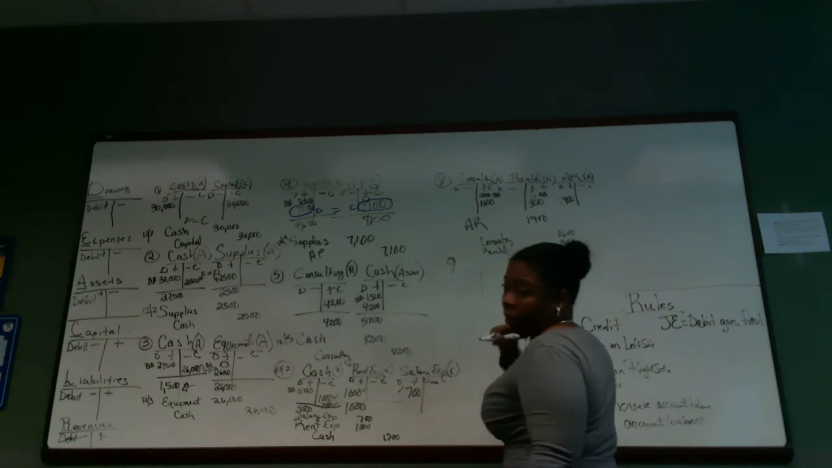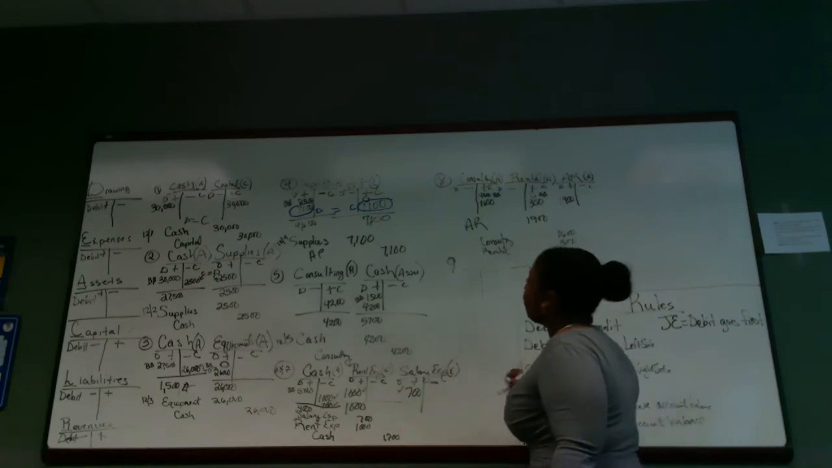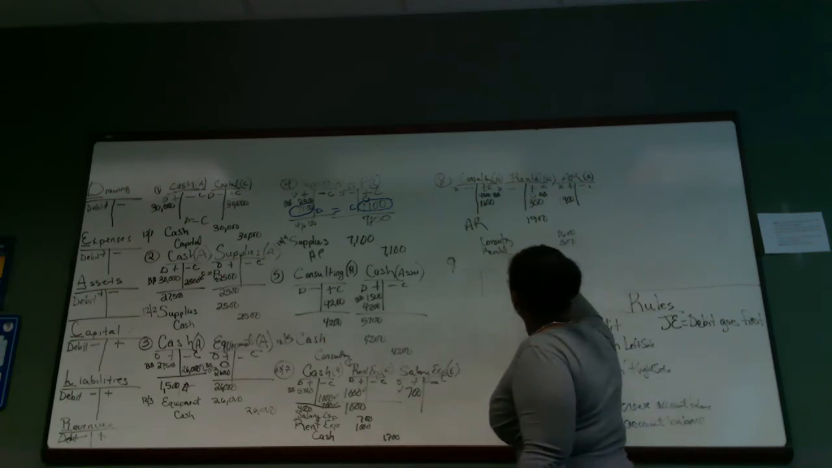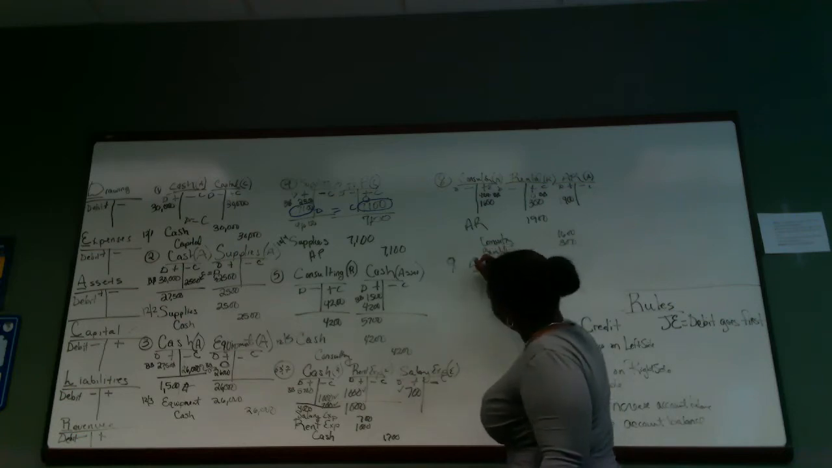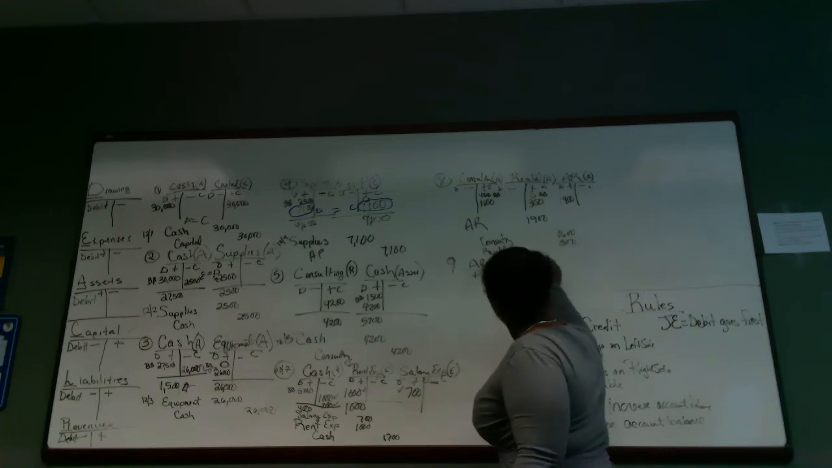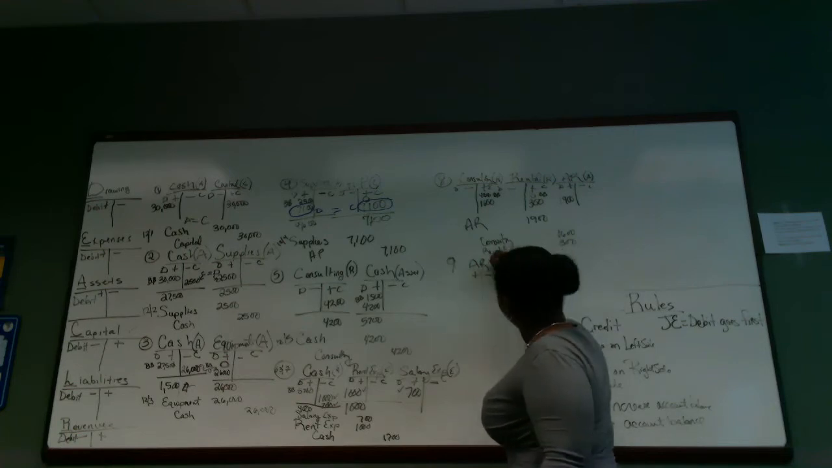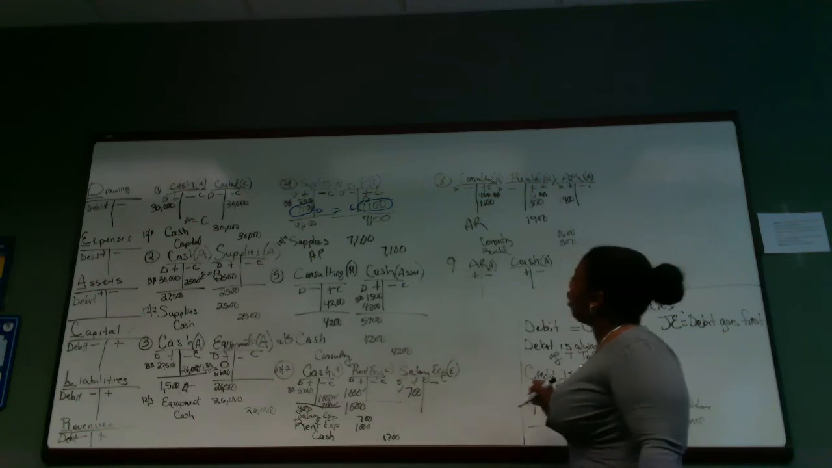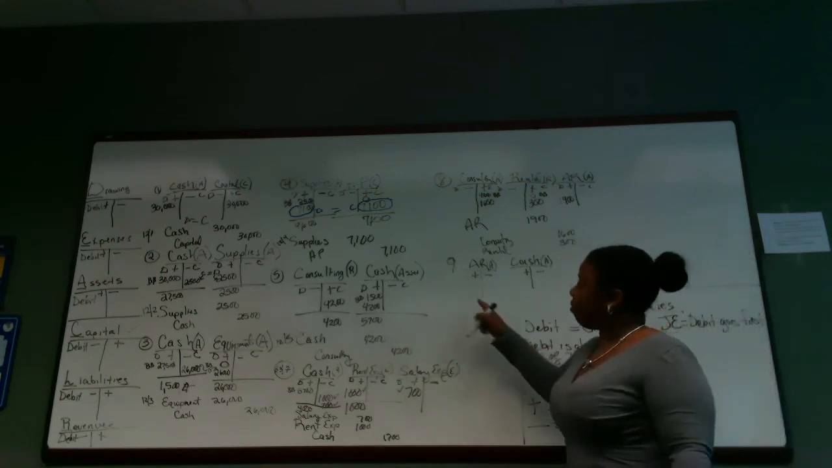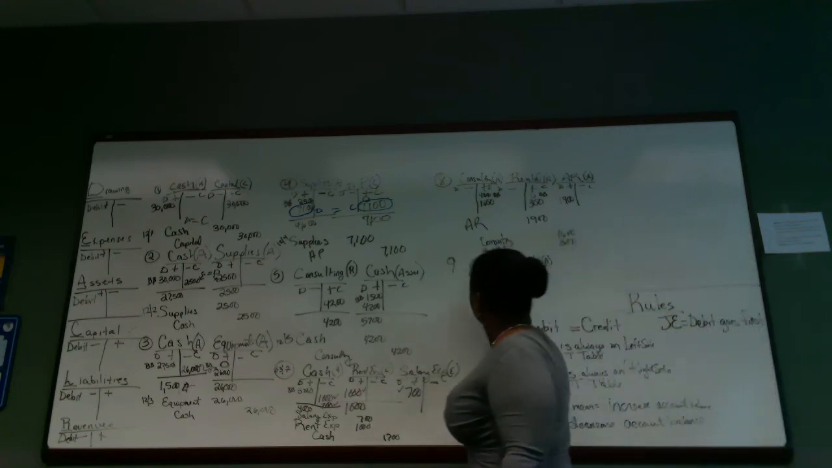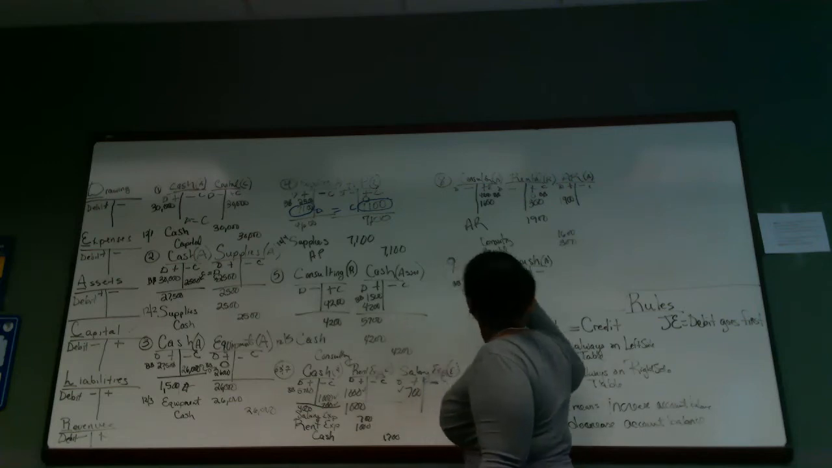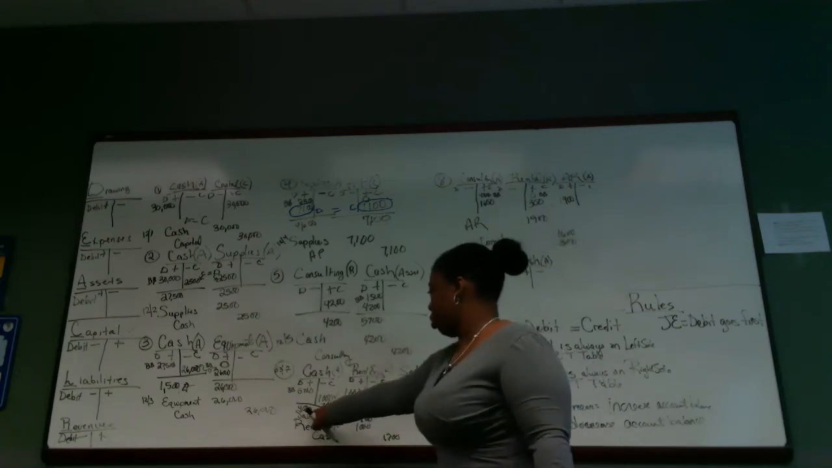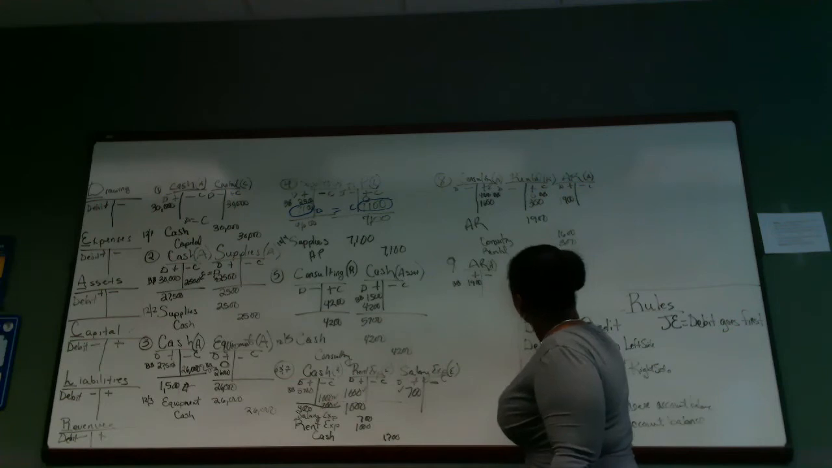AR, and then what's the other one? Cash, because that's how they pay us. All right, AR, plus, because it's an asset. So what was our beginning balance of AR? 1,900. What was our beginning balance of cash? 4,000 plus.